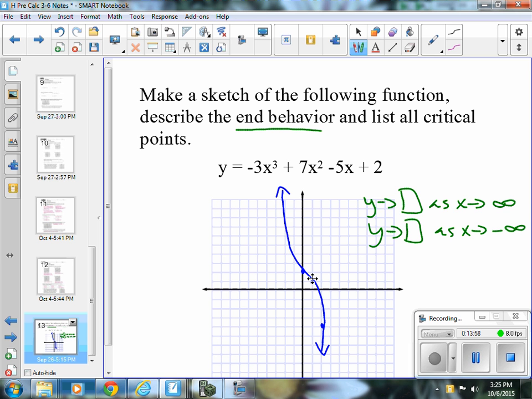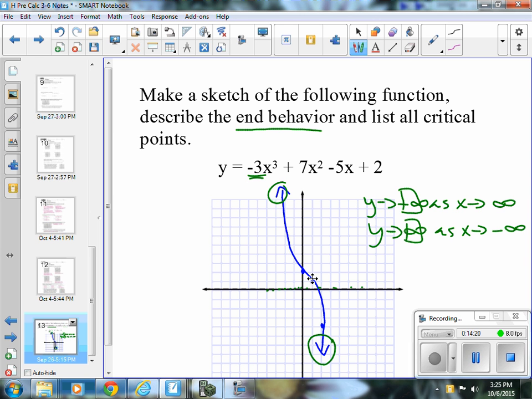All right, so as x gets really, really big, looks like our y is going down. That's from the -3, so we're approaching negative infinity. As x gets really, really small, so going in this direction, what's the y doing? It's getting really, really big, so it's approaching positive infinity. So for end behavior, it's going down as we go to the right, it's going up as you go to the left, so it's reflected.